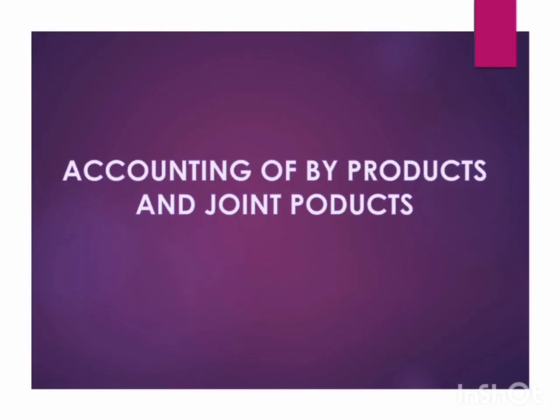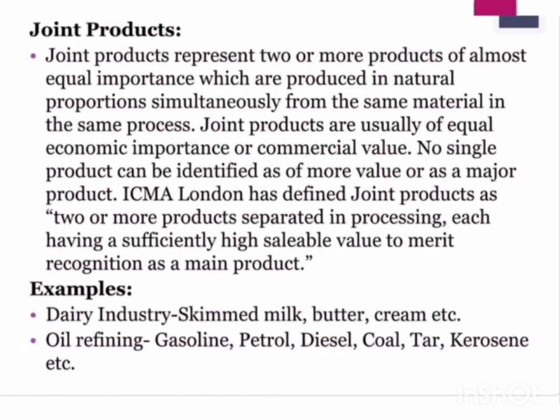Now let us discuss the accounting of byproducts and joint products. Before discussing the accounting procedure of byproducts and joint products in detail, let us first know briefly what joint products and byproducts are. Joint products: when we produce multiple products in a common production process, they are called joint products. Joint products represent two or more products of almost equal importance, produced in natural proportions simultaneously from the same material in the same process. They do not require different processes in production.